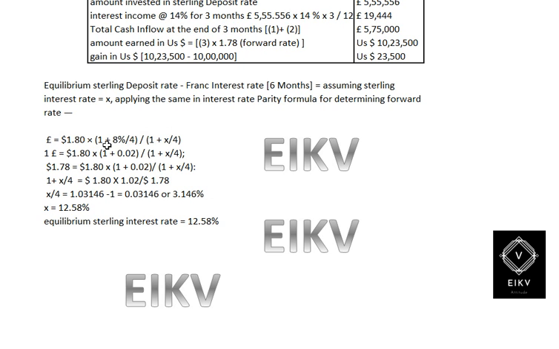So when we substitute the figures in this formula, which is the interest rate parity theorem, the interest rate parity theorem will be spot into 1 plus interest rate of home currency divided by 1 plus interest rate of foreign currency after considering the time period. So the figure of the equilibrium rate would be 12.58%.